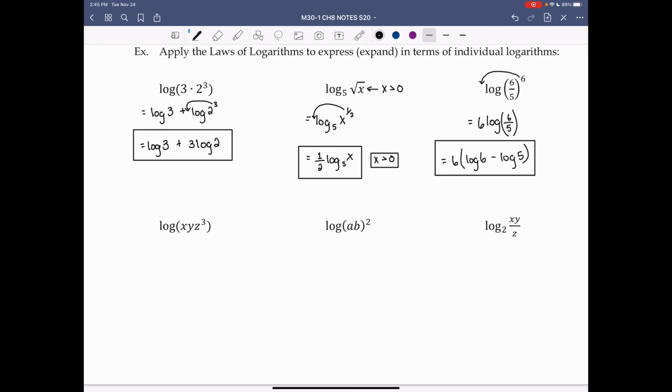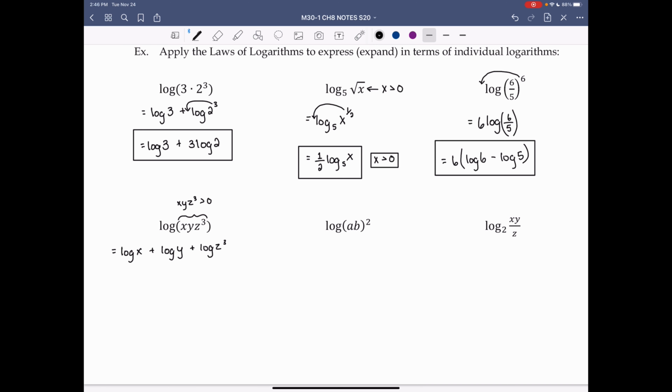Log of x, y, z to the power of 3. We know that the argument has to be greater than 0, so the product of x, y, z to the power of 3 has to be greater than 0. We have the product law, so we can write this as the sum of 3 logs. We get log x plus log y plus log z to the power of 3.